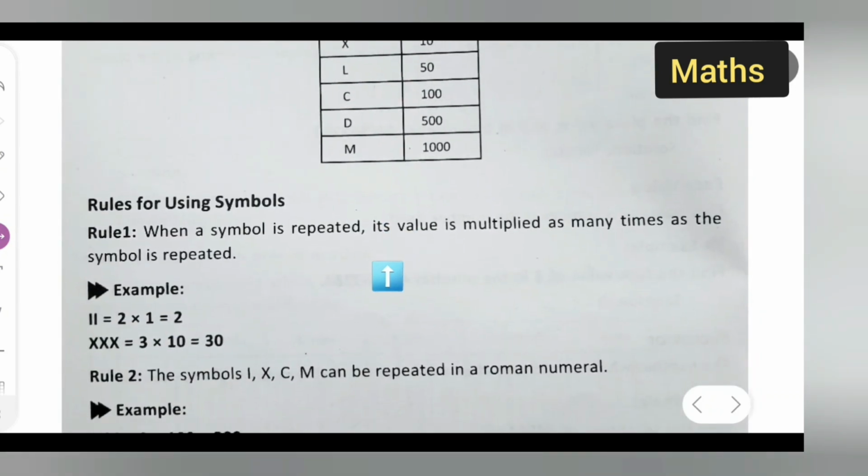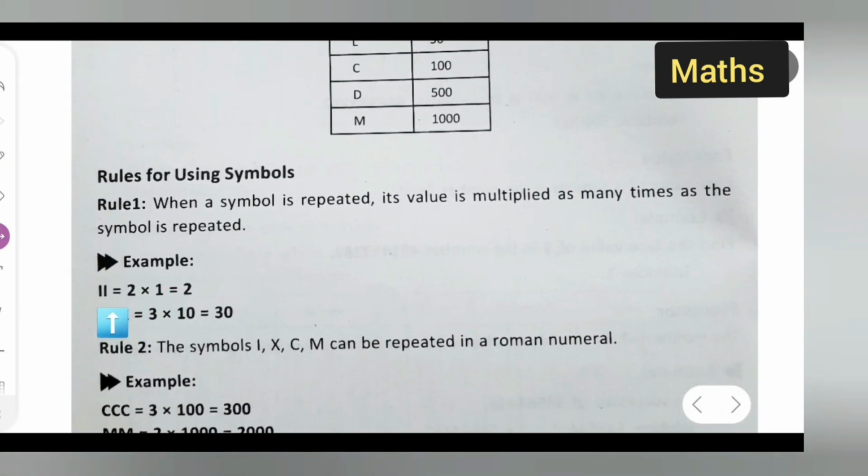So, rules. For example, it is given. So Roman number I and I is given. So it will be 2 multiplied by 1. It will give you 2. Okay. So now X is given. So 3 multiplied by 10 it will be, so 30.